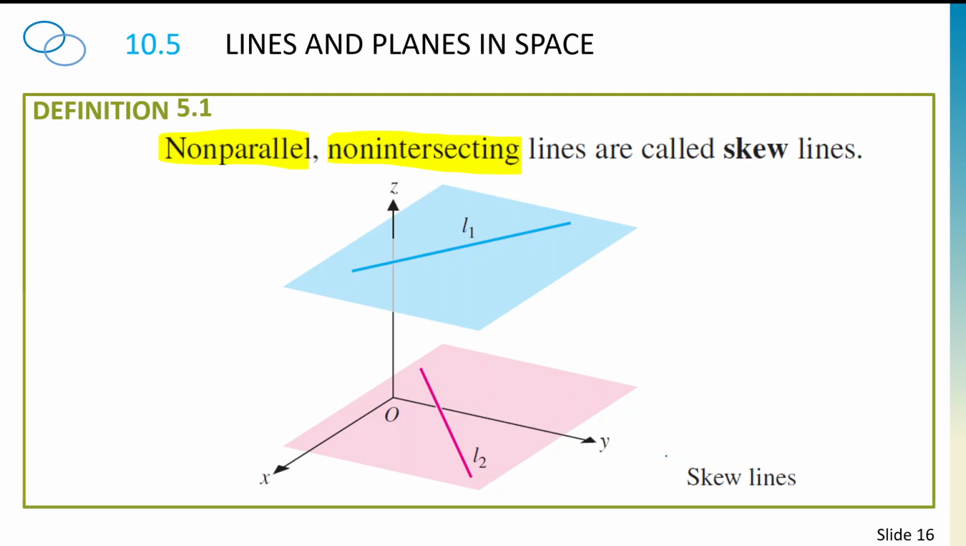If they are not parallel, we know the conclusion is that they're going to intersect. By default, because the definition of parallel is that they will never intersect. So if they are not parallel, they're going to intersect.